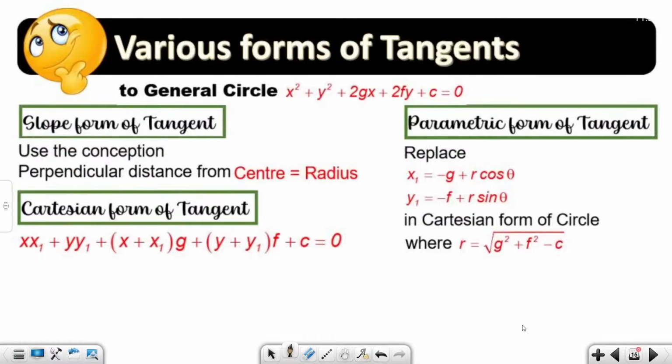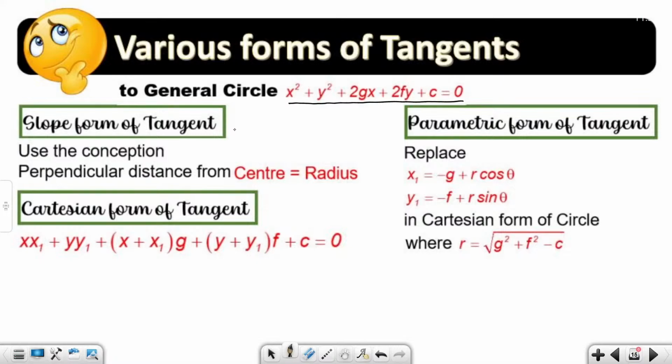This is various forms of tangents. We have already done various forms of tangents in the case of the standard circle, x square plus y square equals a square. Now suppose the standard circle is not given to us, but we have been given the general form of the circle. In that case, what will be the equation of the tangents? Now again, I'm telling you, I don't want to create unnecessary burden of remembering all those formulas. If you see any standard book, they have already given you a formula for this general equation of the circle, but I will suggest you not to remember that.